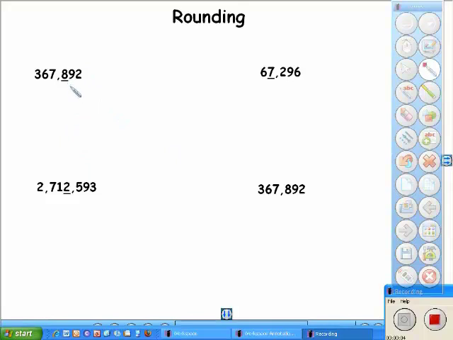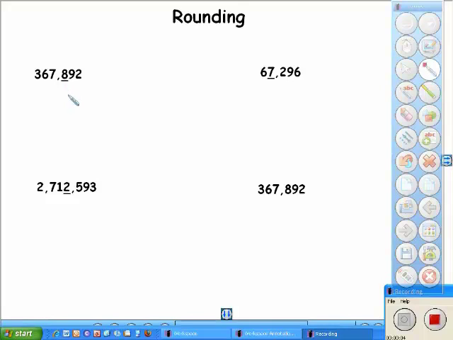I have underlined the space that we want to round to. And remember, whenever you're rounding a number, you want to find the digit that you're rounding to. In this case, it's the 8. And what place is that 8 in? What is the value of that? What place is that in? Good, that 8 is in the hundreds place.